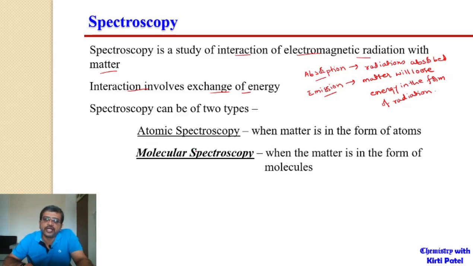by the matter. Now, depending on what the matter is made up of, it will be divided into two types. One is atomic spectroscopy and another is molecular spectroscopy. In atomic spectroscopy, matter is in the form of atoms. If the matter is in the form of atoms, then we call it atomic spectroscopy.